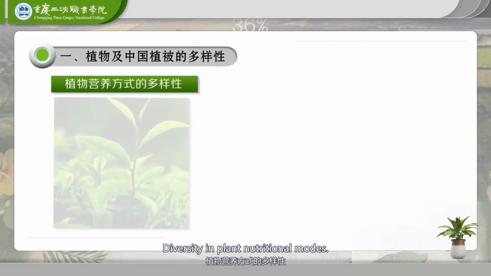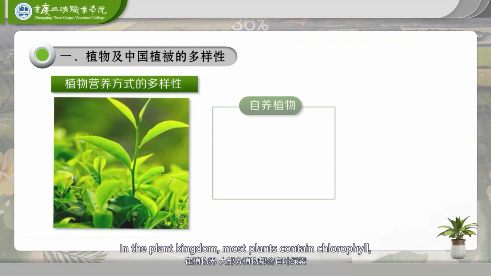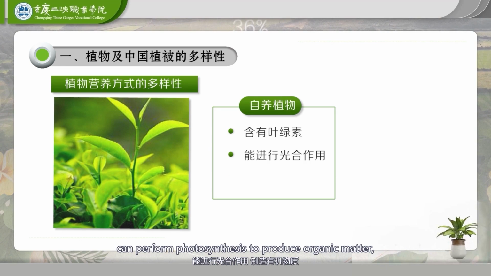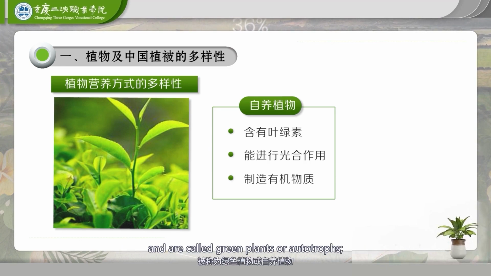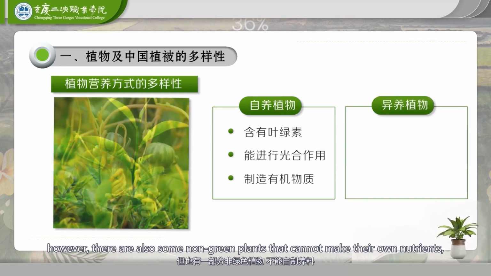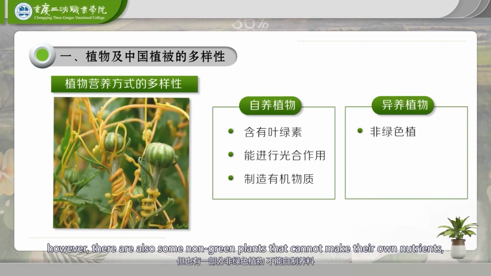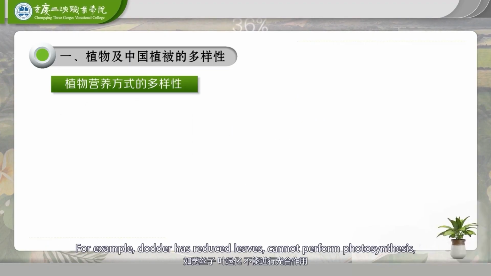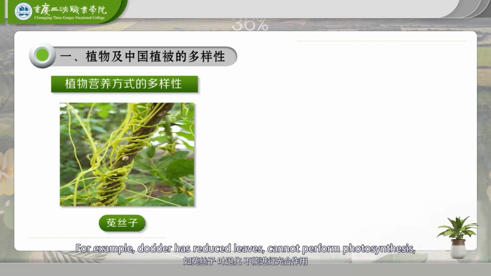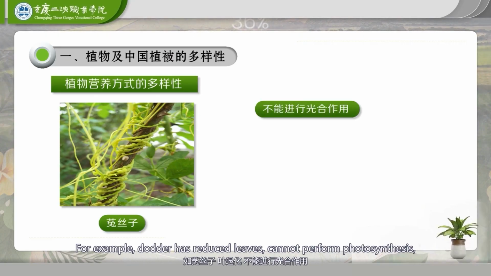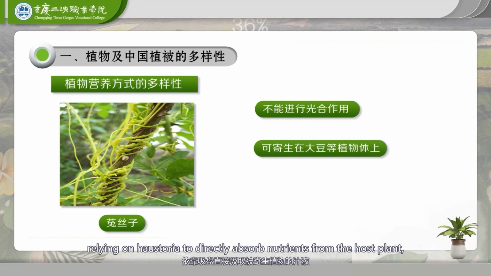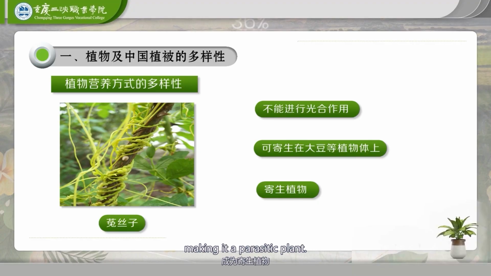Diversity in plant nutritional modes. In the plant kingdom, most plants contain chlorophyll, can perform photosynthesis to produce organic matter, and are called green plants or autotrophs. However, there are also some non-green plants that cannot make their own nutrients, called heterotrophic plants. For example, dodder has reduced leaves, cannot perform photosynthesis, but can parasitize plants like soybeans, relying on haustoria to directly absorb nutrients from the host plant, making it a parasitic plant.